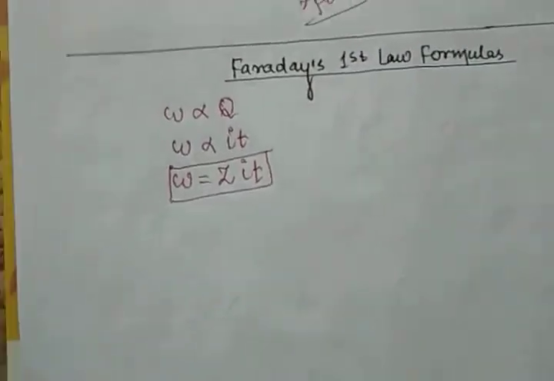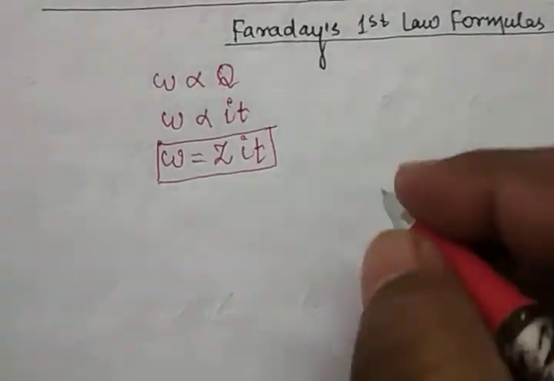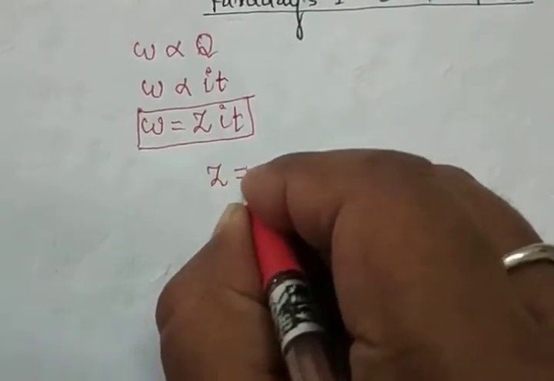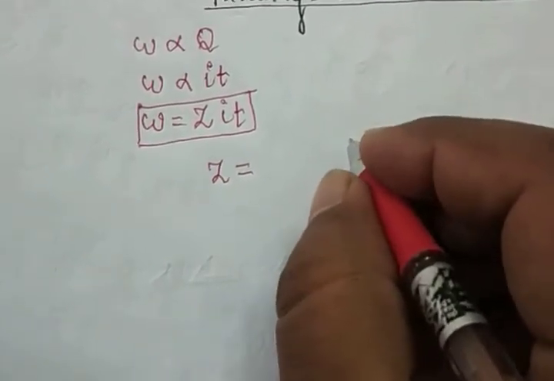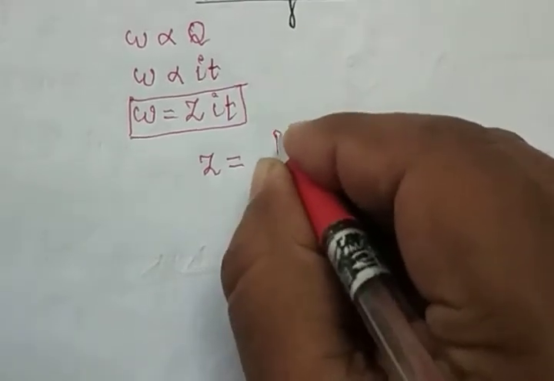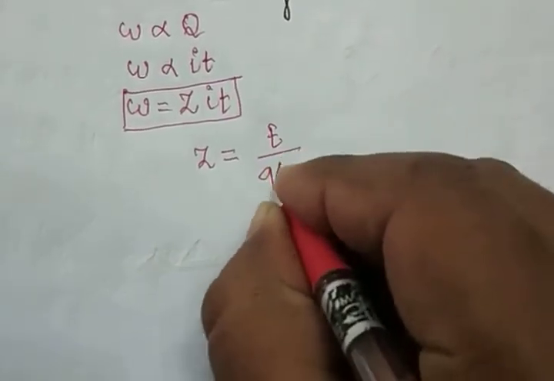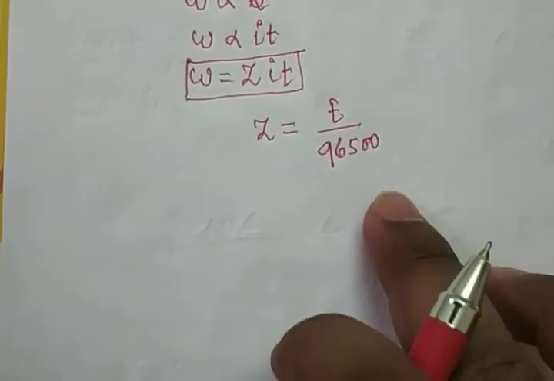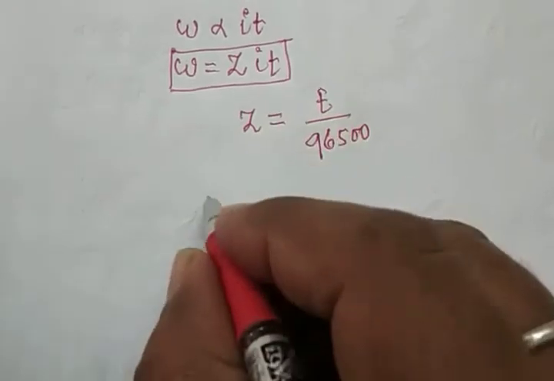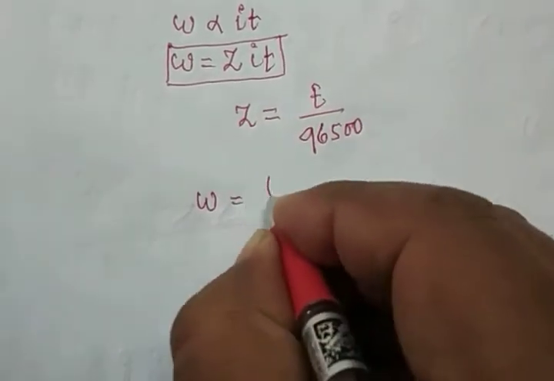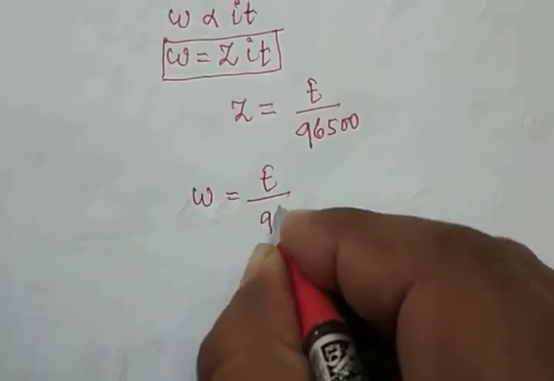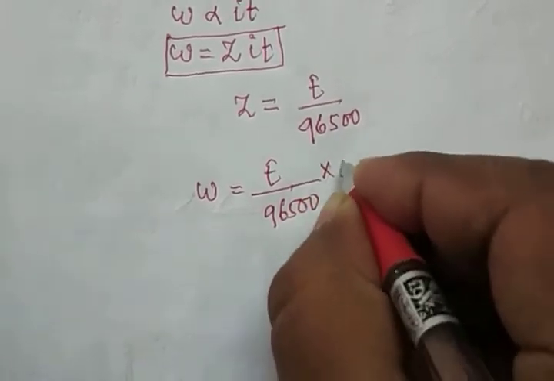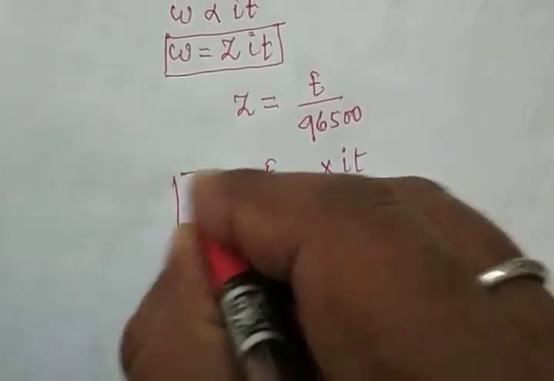Now suppose there are lots of numericals based on the formula. Now what is Z? Z is electrochemical equivalent. Z is equal to E upon 96,500. Then we apply W is equal to E upon 96,500 into I into T. So this is the second formula.